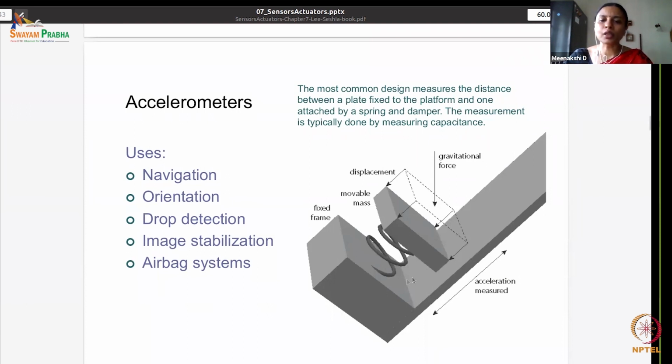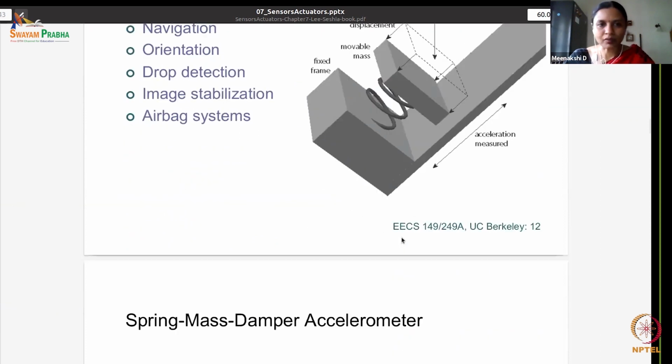The simplest accelerometer works like this. There is a distance between a plate that is fixed to the platform and another plate on top that is attached to the platform by a spring and a dampener. The measurement is typically done by measuring the capacitance, and that's what is output as the sensor value.